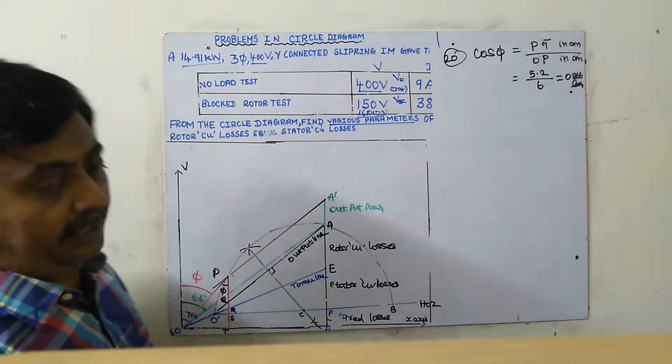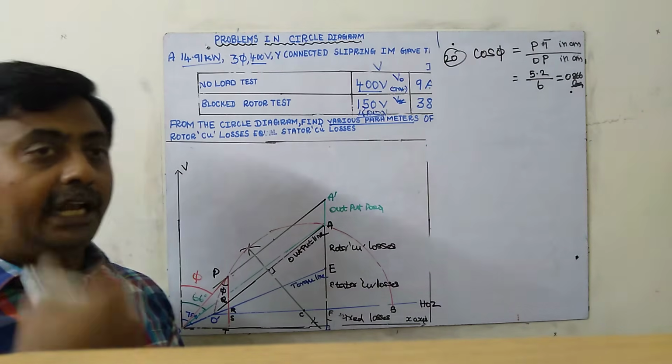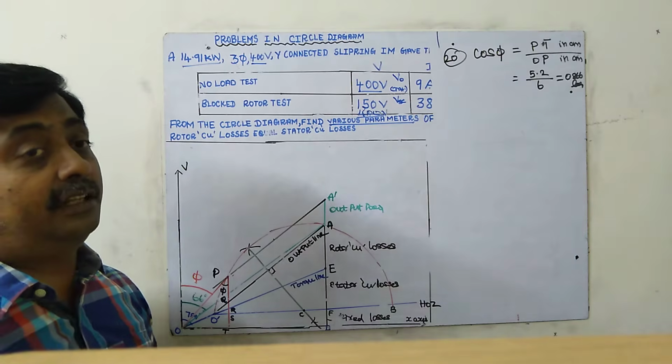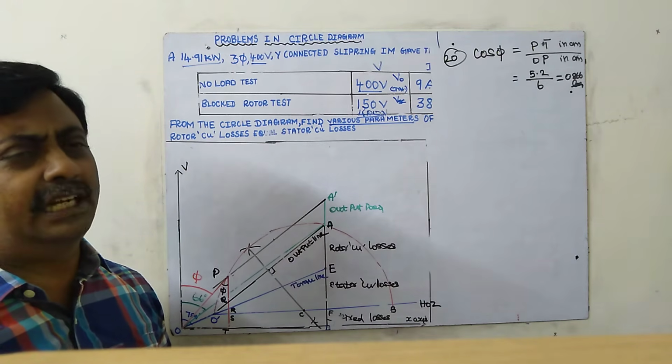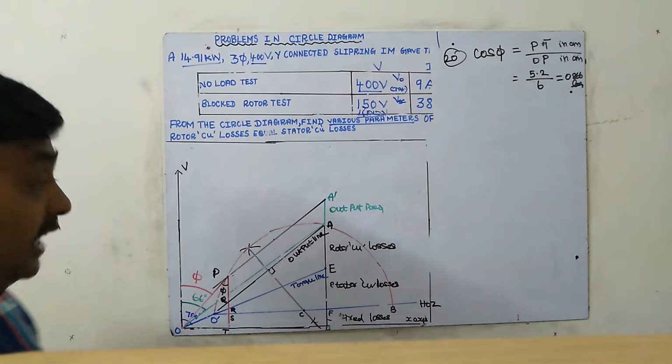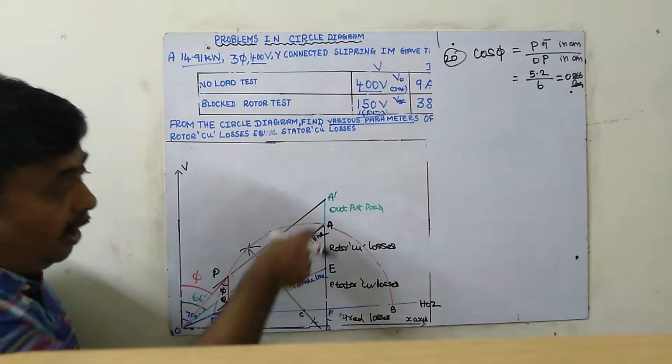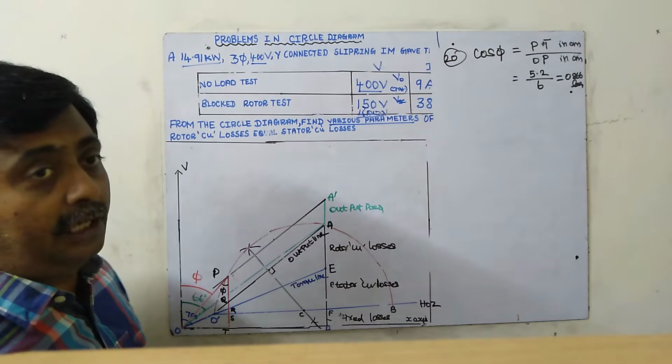But this is the power factor. After finding the power factor, we have to calculate the various losses. So what are the losses? We have to calculate rotor copper losses, stator copper losses, all the losses, at the full load condition. We already know the short circuit condition.